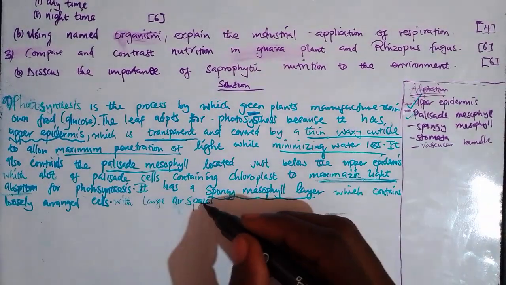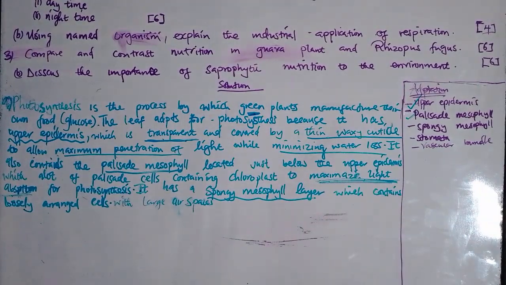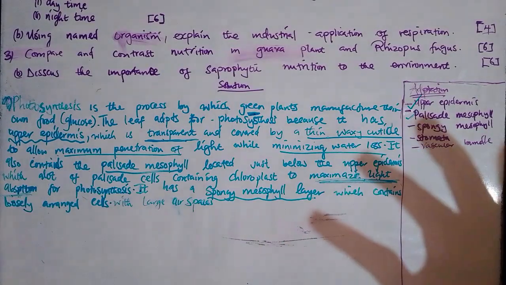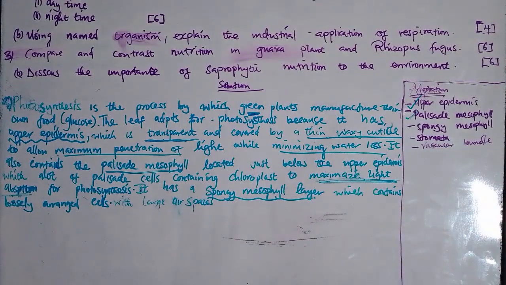with your common sense, you can understand that if something is loosely packed and it contains a lot of air spaces, it means it will facilitate what? The diffusion of carbon dioxide and oxygen, because where there is air, there is diffusion. Yeah. So remember that if you hear the word air in biology, you should relate it to diffusion, because we are talking about molecules diffusing from a place of higher concentration to a place of lower concentration.